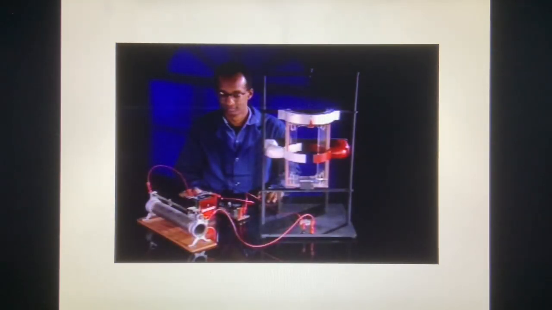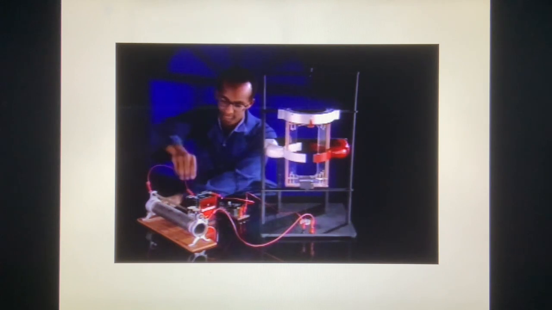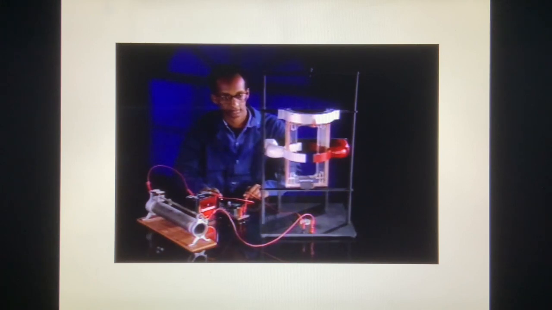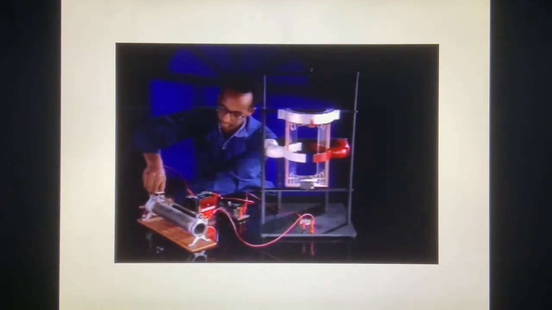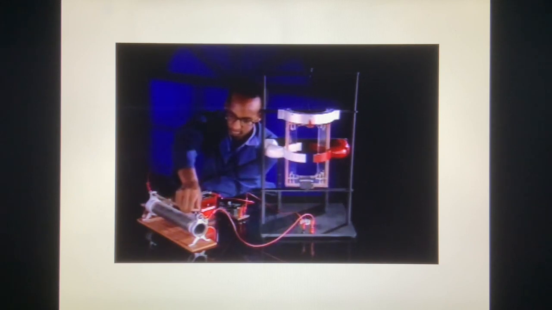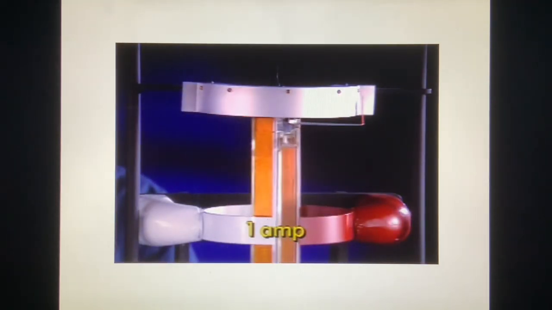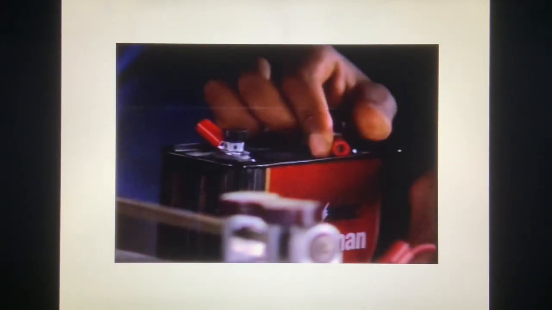This is a large open model of an ammeter movement. The large permanent magnets on either side provide the magnetic field. Current applied to the meter flows through this central coil, which rotates by an amount that is proportional to the current. When we reverse the direction of the current, the deflection reverses.